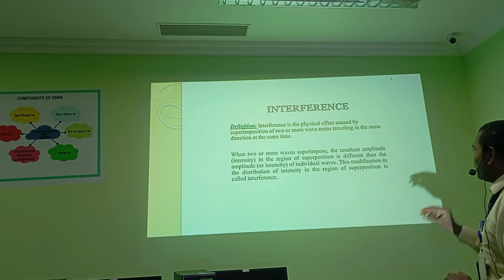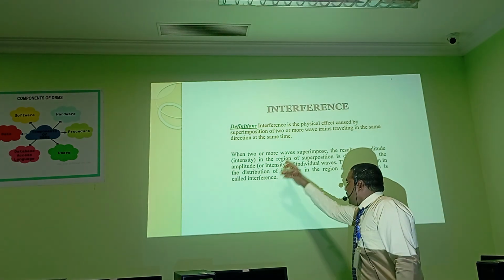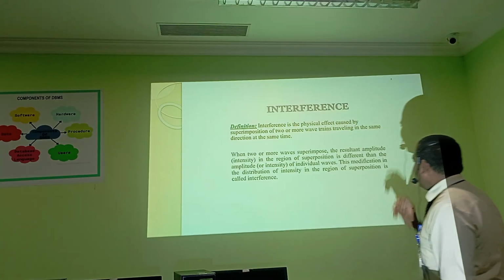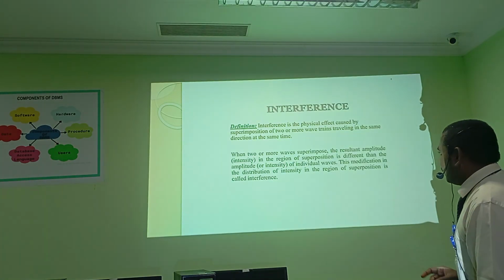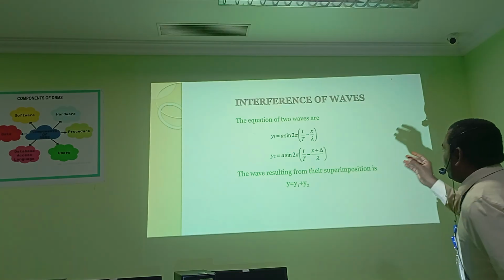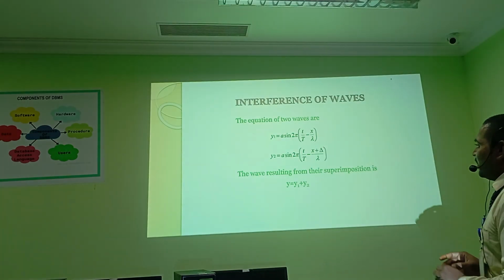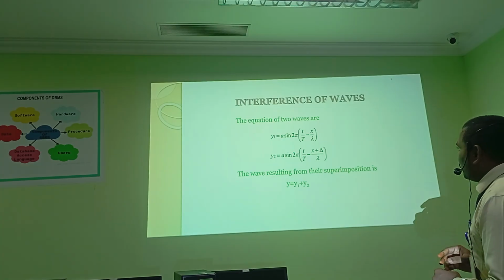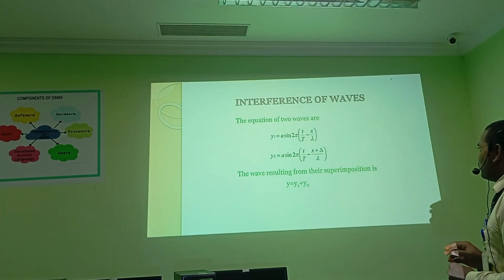The region of the superposition is called the amplitude, and the square of the amplitude is called the intensity. Consider the individual waves, the modification of the interference, and the region of the superposition. For the interference of two waves, that is superposition of waves, y1 equals a sin 2π(t/T − x/λ).